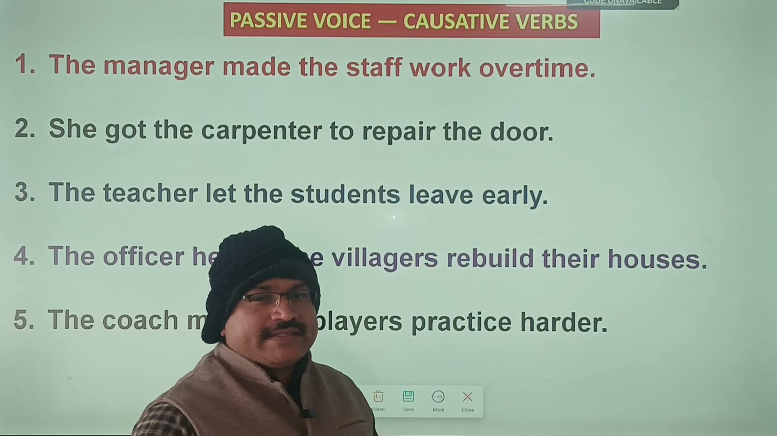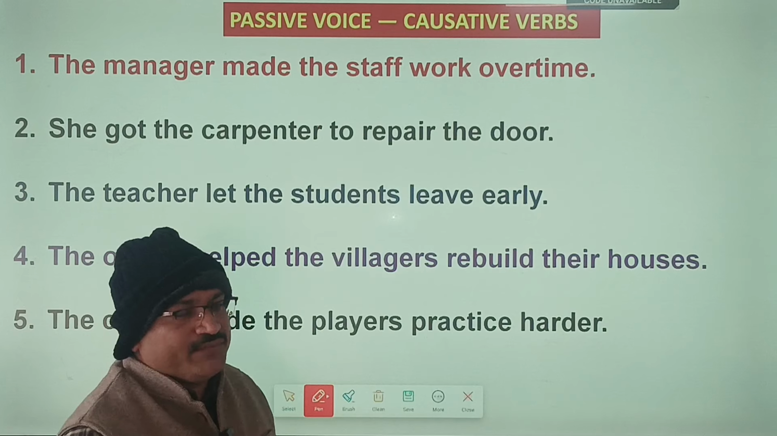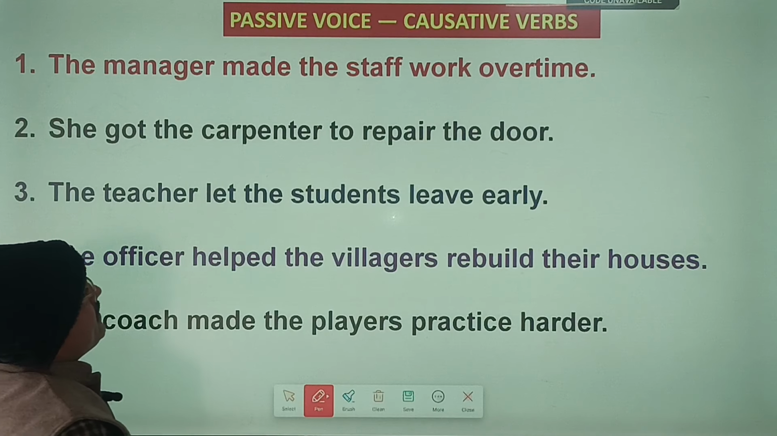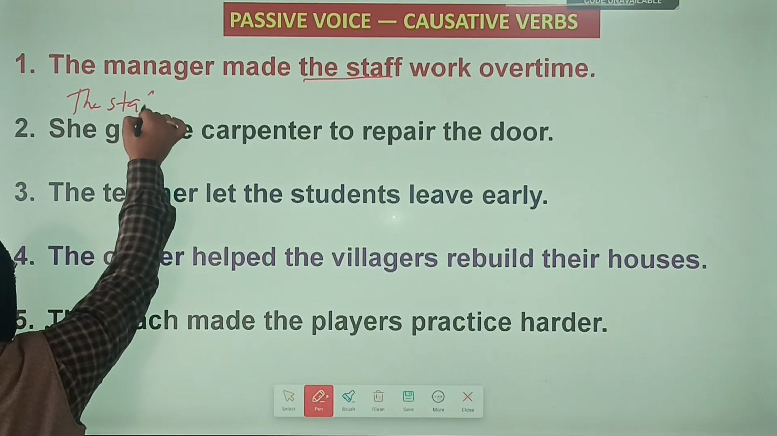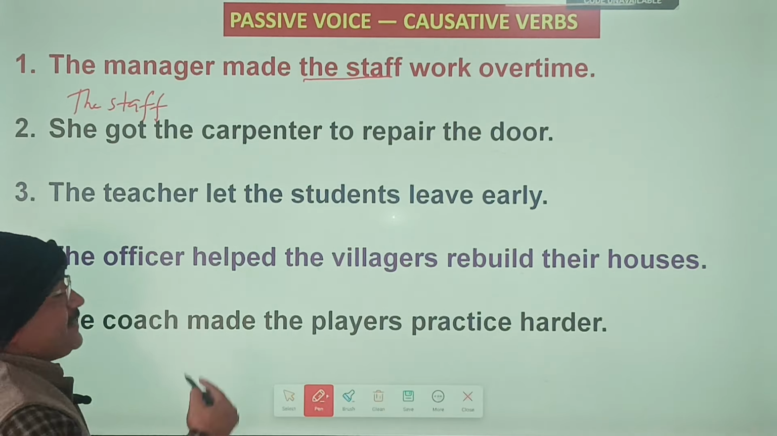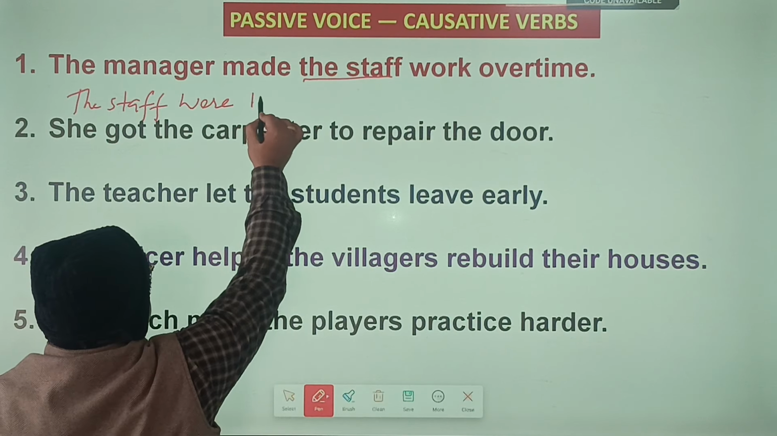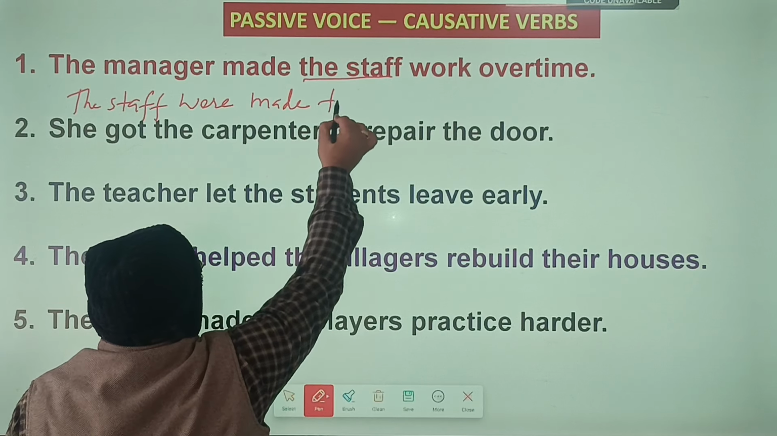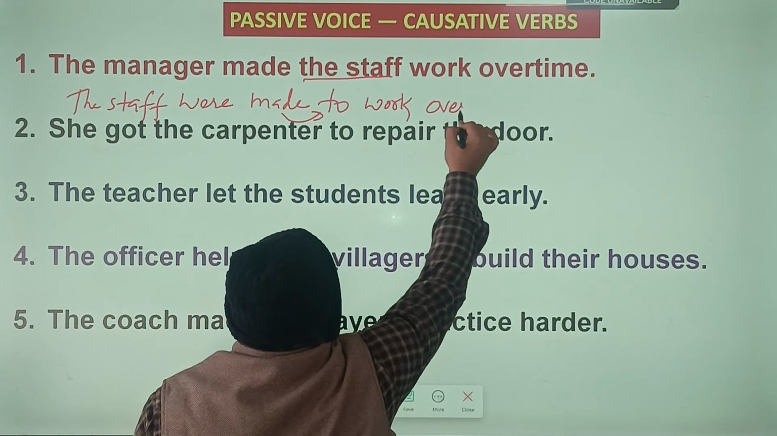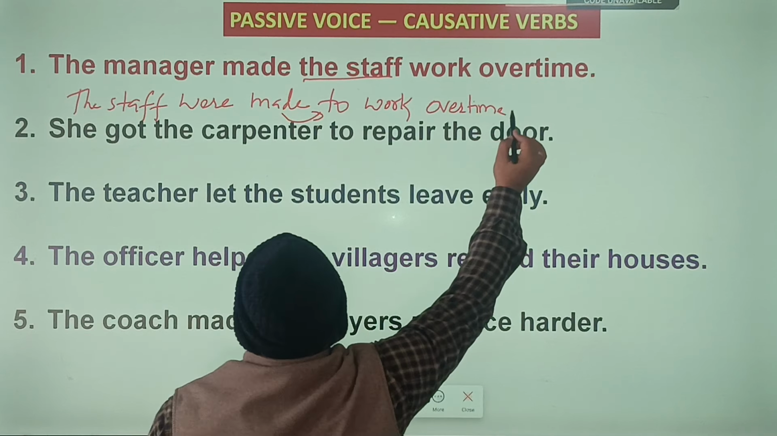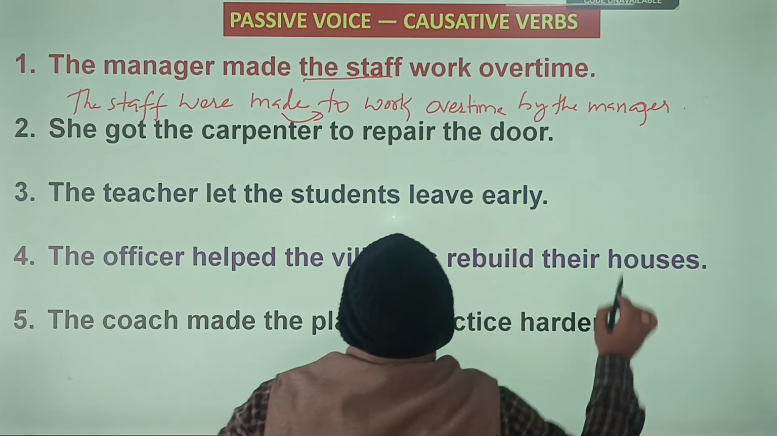Now, friends, we have sentences with causative verbs. Then we'll see how to change these sentences into passive voice. The manager made the staff work overtime. What is the object here? The staff. Simple past tense. The staff is plural, so the staff were made. After made we'll use to. Made to work overtime by the manager. Yes or no?